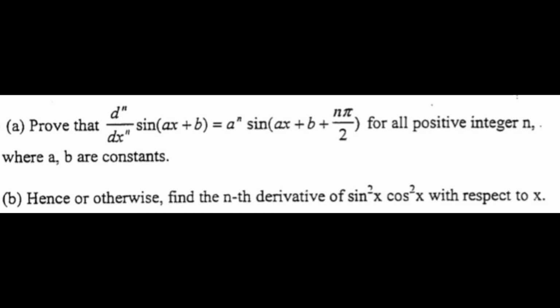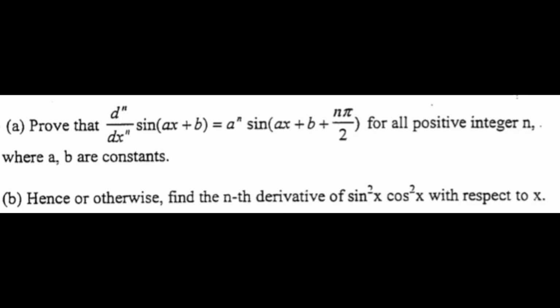In this video, I'm going to tackle part B of this two-part question, and it follows on from a video I just did on part A, where we proved the nth derivative of sin(ax + b). So part B says: hence or otherwise, find the nth derivative of sin²x cos²x with respect to x. And that "hence" at the beginning hints that we're going to need to use the result that we've just shown in part A.